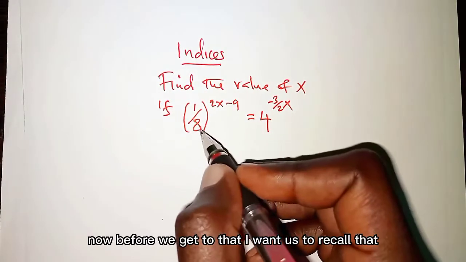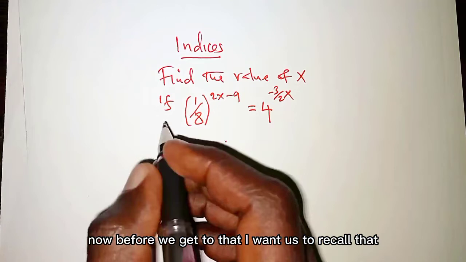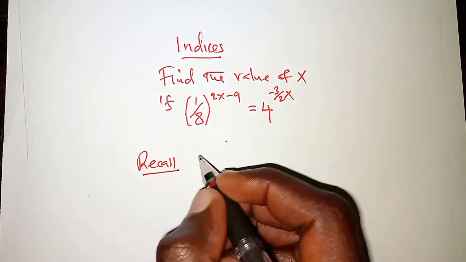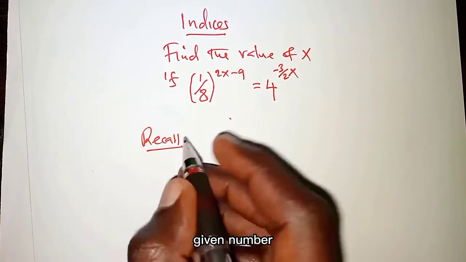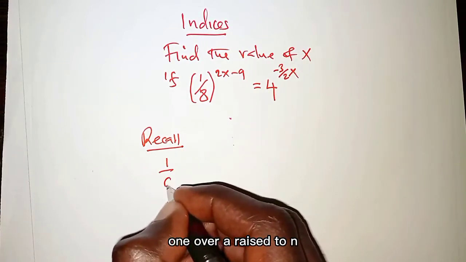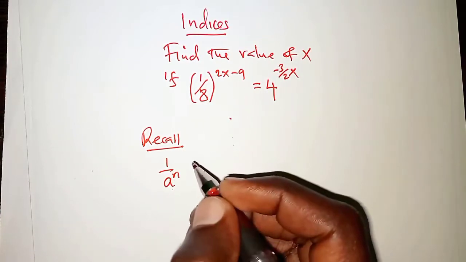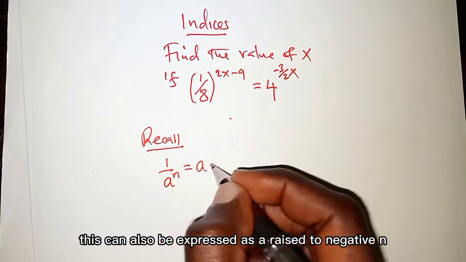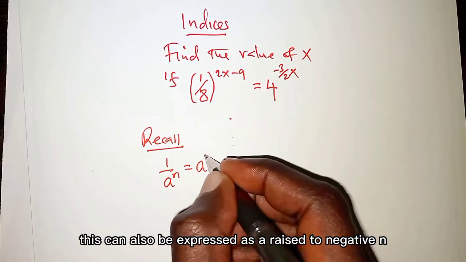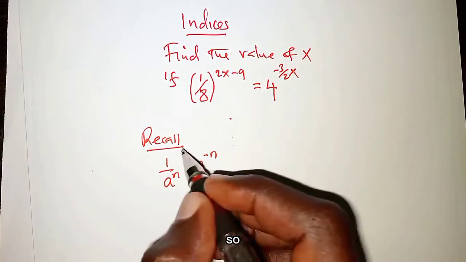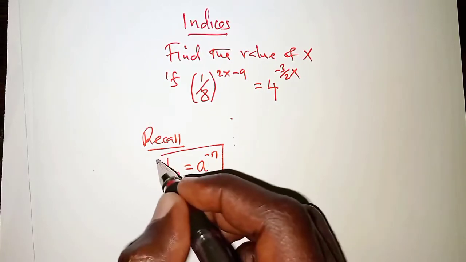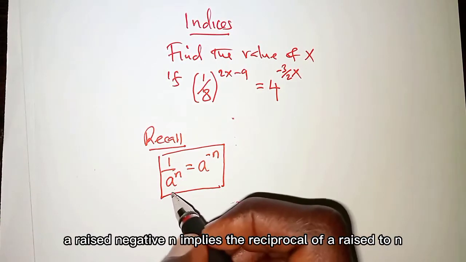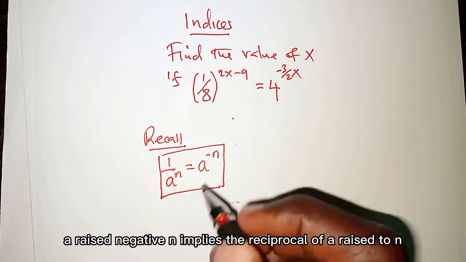Now before we get to that, I want us to recall that given a number 1 over a raised to n, this can also be expressed as a raised to negative n. So a raised to negative n implies the reciprocal of a raised to n.